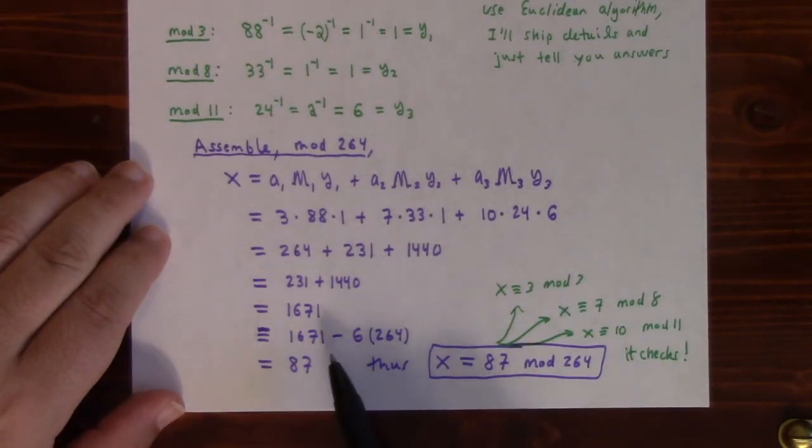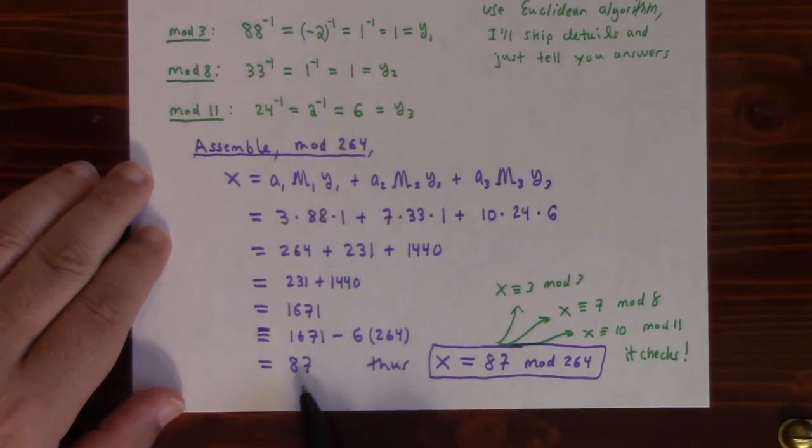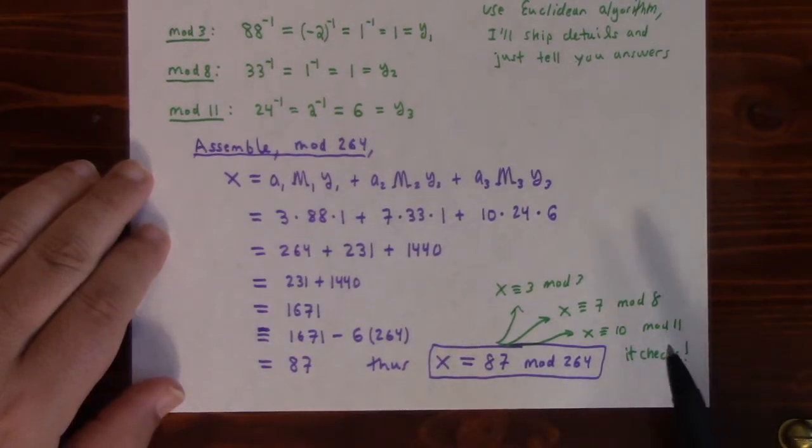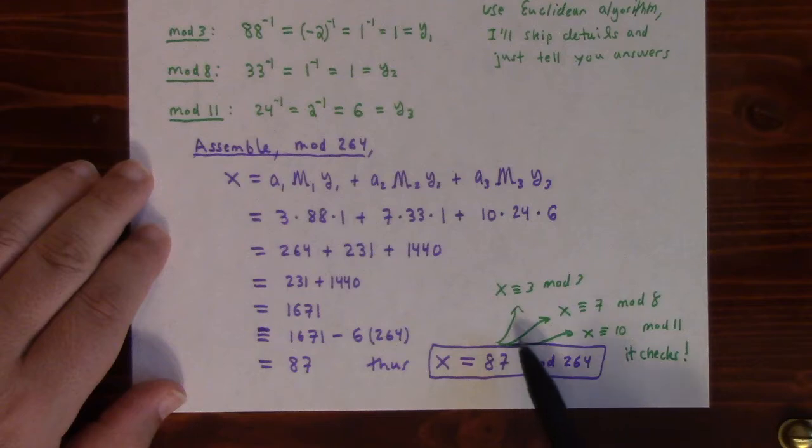I mean, yeah, okay, fine. You could leave your answer as 1671 mod 264, but that's just tacky. So anyway, 87 mod 264 is the answer. And you can check that 87 is congruent to 3 mod 3.